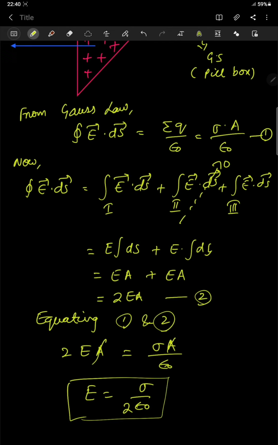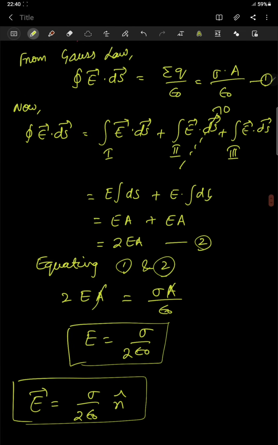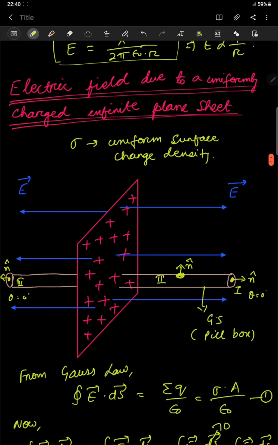So this is the electric field. Now if you want to go for it vectorially, E vector will be equal to sigma by 2 epsilon naught n cap, where n cap is the unit vector normal to the plane and going away from it. So this is the vectorial representation. This is how you can derive it for the uniformly charged infinite plane sheet. Then moving to the third application.